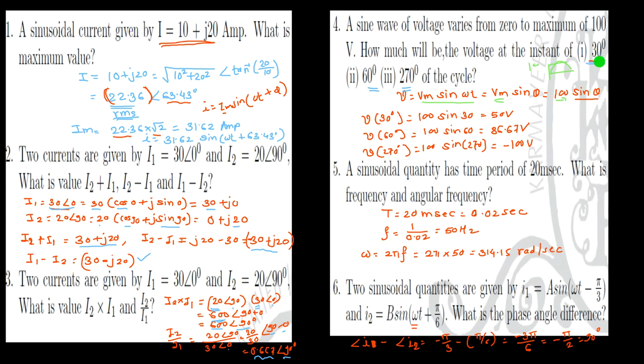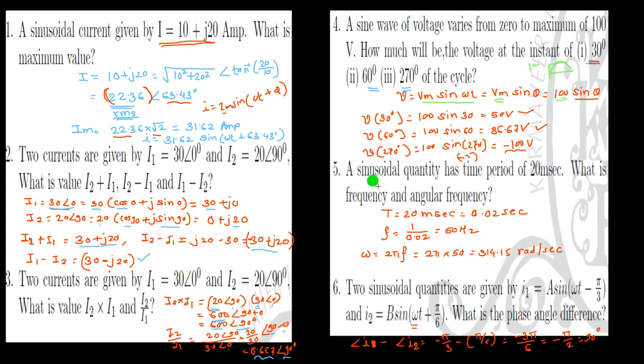In the first case theta is given as 30. So at 30 degree, 100 sine 30 is 50 volt. At 60 degree, 100 sine 60 is 86.67 volt. At 270 degree, 100 sine 270 will give you minus 100, because sine of 270 is minus 1.